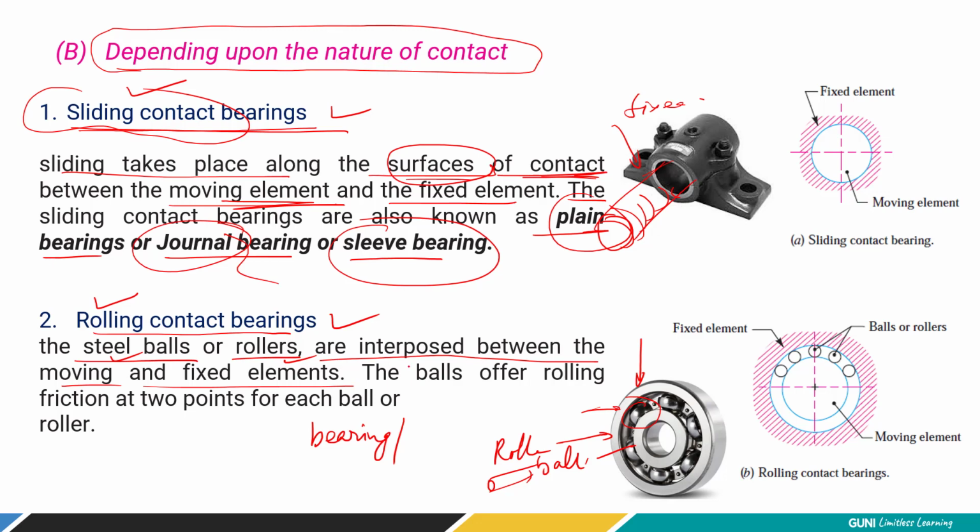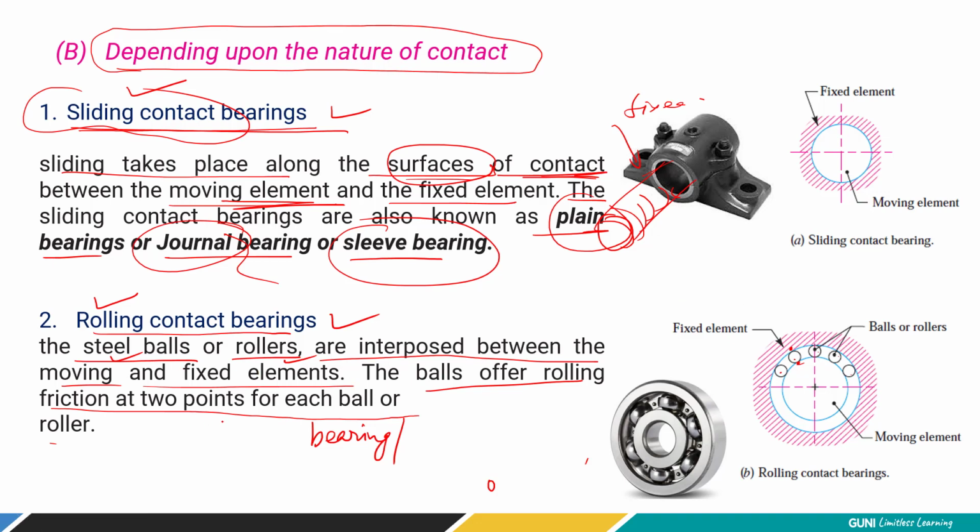These two elements are interposed between the moving element and the fixed element. Depending upon how you fix the rings, these small balls or rollers are inserted. The balls offer rolling friction at two points for each ball or roller. There is a contact point over here and another second contact point. Rolling friction has a lower value than sliding friction, right? That's why rolling bearings are widely used in machines.